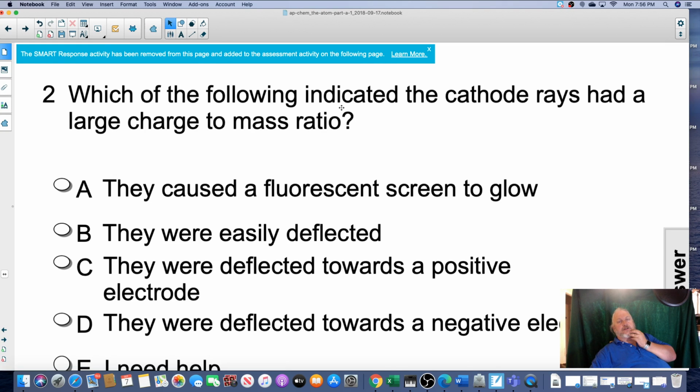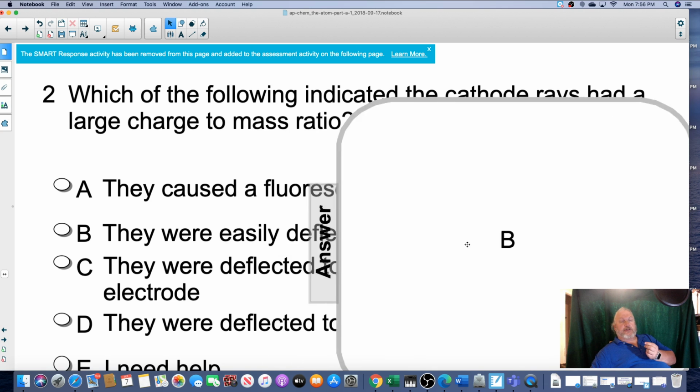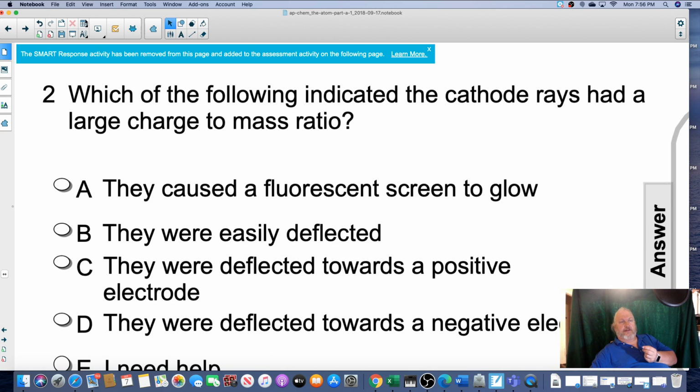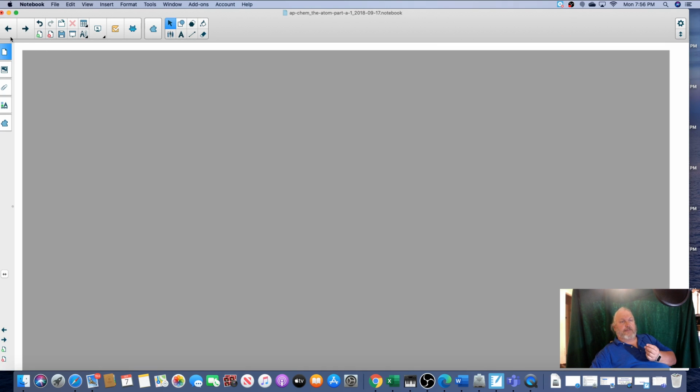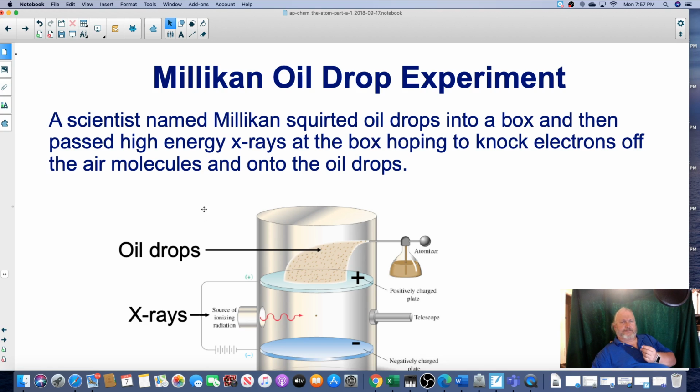Now, which of the following indicated that the cathode rays had a very large charge to mass ratio? They caused the fluorescent screen to glow? No. They were easily deflected. They were deflected towards a positive electrode. They were deflected toward a negative electrode. How about they were just easily deflected? Okay, so that means they had a small mass, or a very large charge.